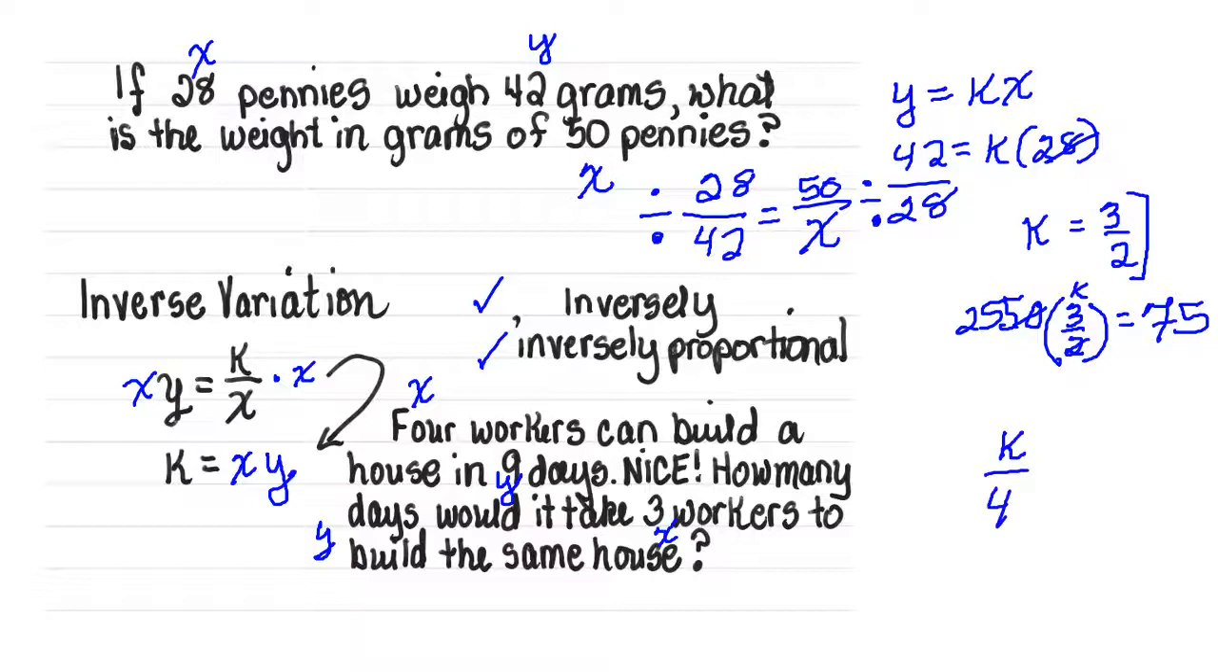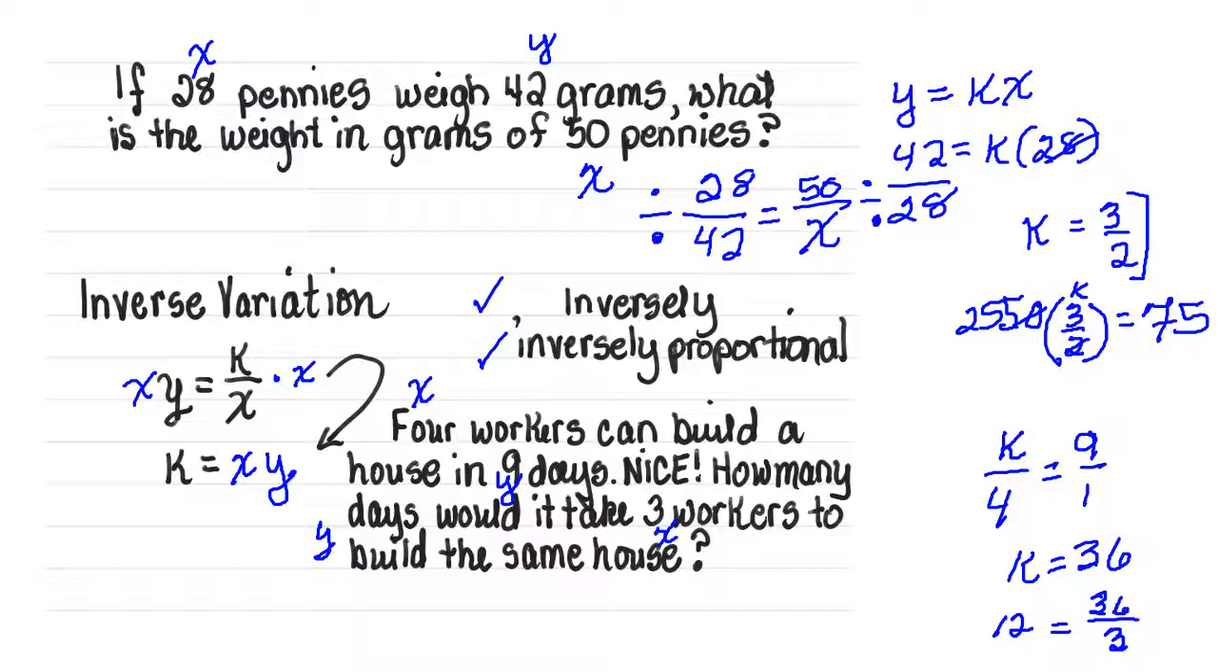K over the 4 equals the Y, 9 days. So 9 over 1. And so we get K equals 36. And putting it back into the original equation to see how many days is going to come out when you put a 3 inside there. K is 36 over the 3. So Y is going to equal 12.